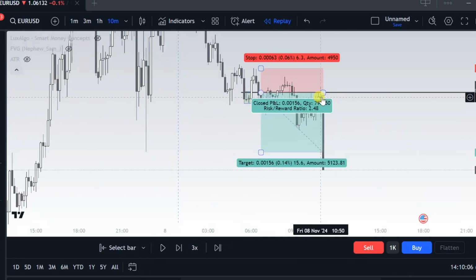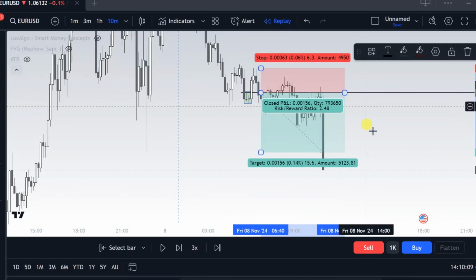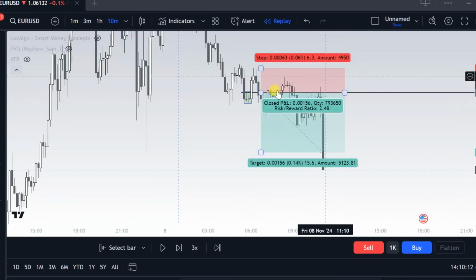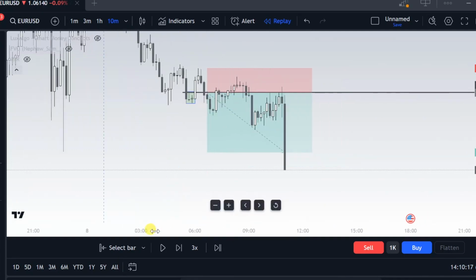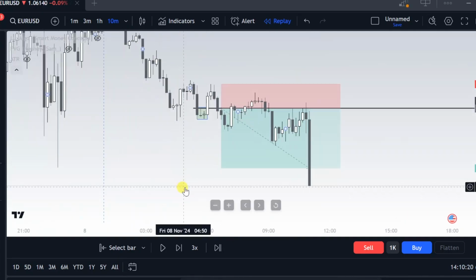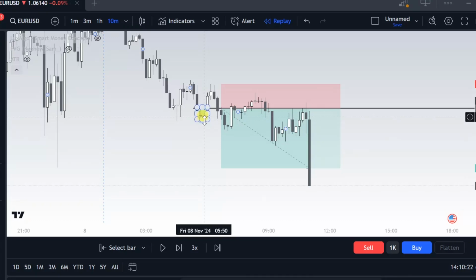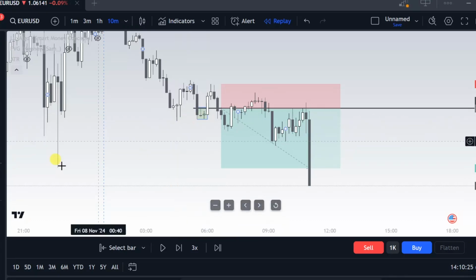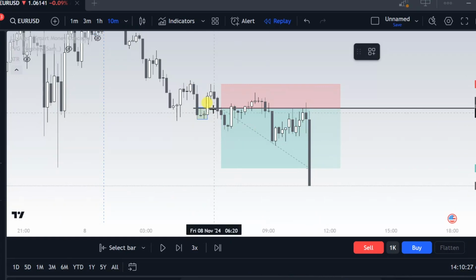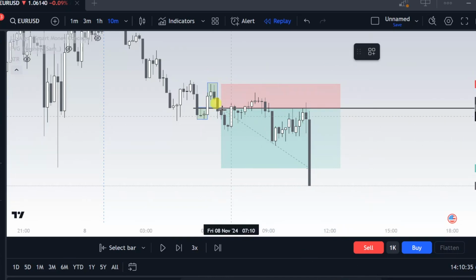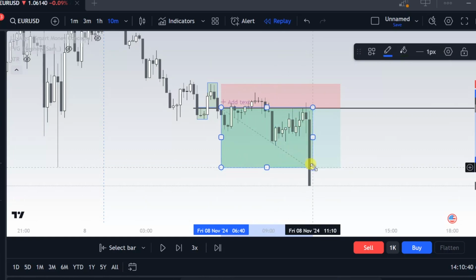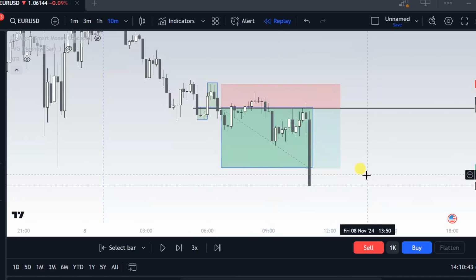So this is a classic power of 3, or the accumulation, manipulation, distribution. So this is exactly how you're going to be trading it. So we can clearly see what price actually did, it basically accumulated right there. Then what it did next, it manipulated through this area, and then price later was able to actually distribute to the downside. So this is how you should be looking at it, and this keeps playing out over and over again.